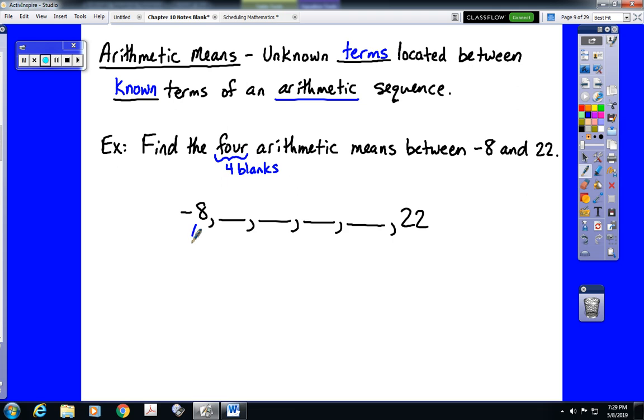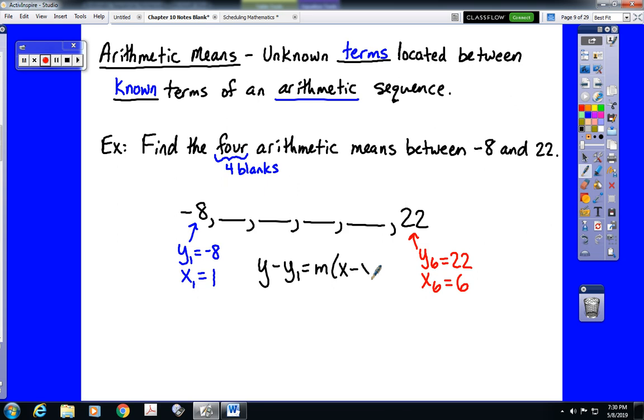And the way that we do that is we have 2 points. We have the first term, which is -8, and x1 then would be 1. And then by doing some counting, if that's the first term, then this is the second, third, fourth, fifth, and 22 would be the sixth. So y6 would be 22 and x6 would be 6. If we take those things and we look at our equation, all we have to do to use our equation to find m is realize that we're going to be plugging in x6 and y6 for x and y.